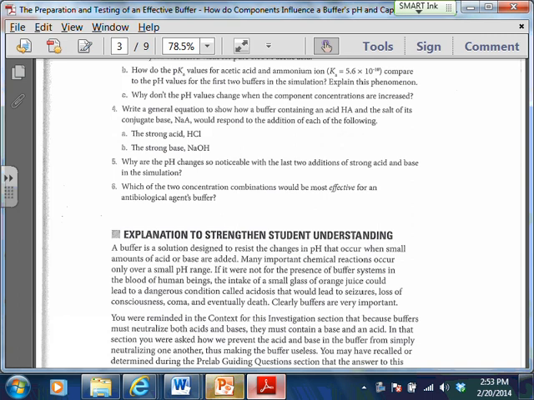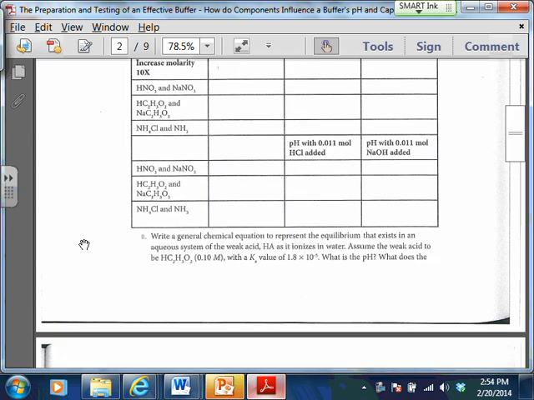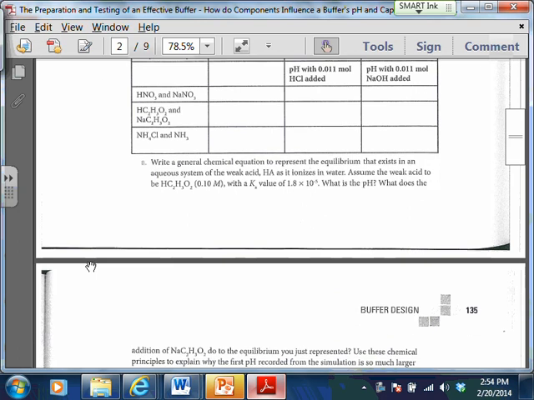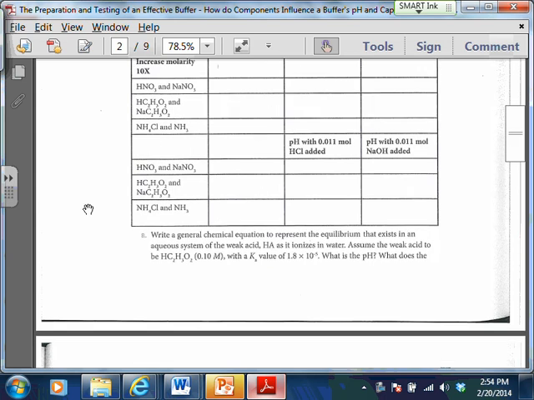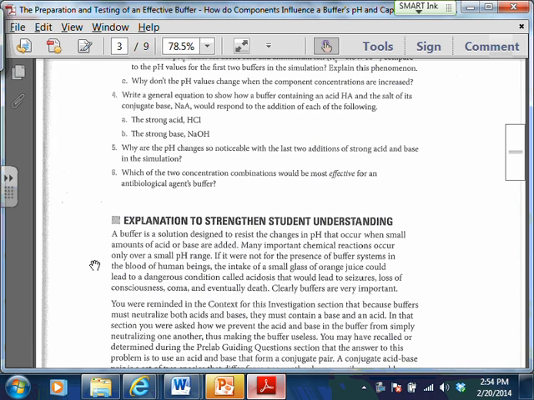Why are the pH changes so noticeable with the last two additions of strong acid and base in the simulation? I think the simple answer there is we're adding more of the strong acid and strong base, right? So what you're going to notice is that your capacity at that point makes a difference. So how much of the weak acid and conjugate base you have is going to make a difference.